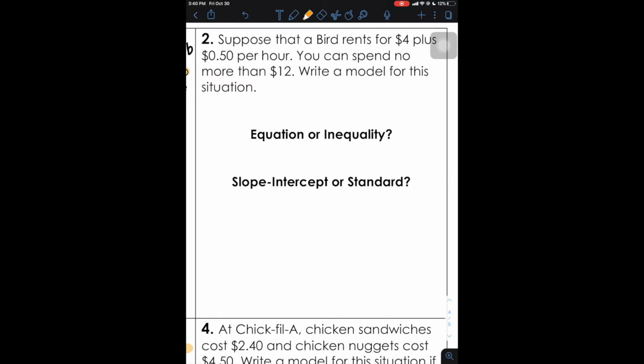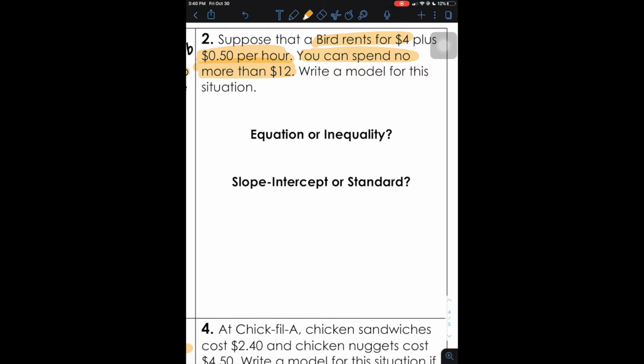Let's go ahead and take a look at number 2. It says, suppose that a bird rents for $4 plus 50 cents per hour. You can spend no more than $12. Write a model for this situation.